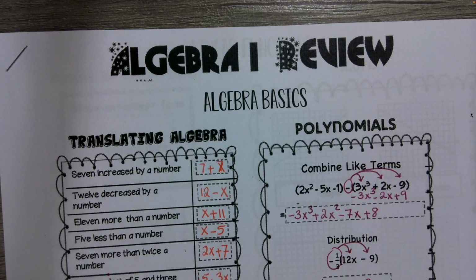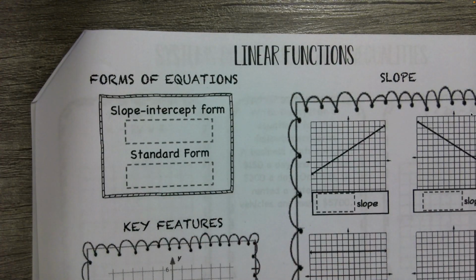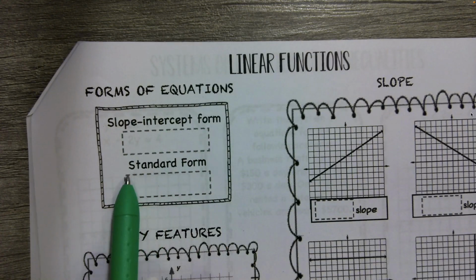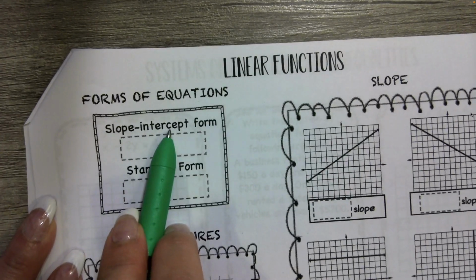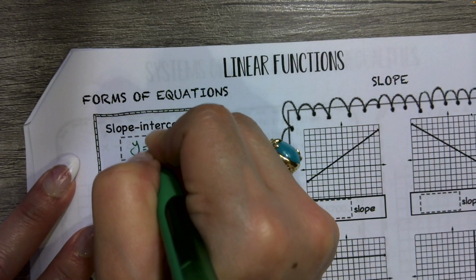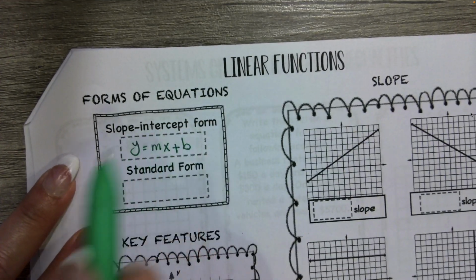Okay, let's move to the next page. Here we're going to talk about forms of equation. We do have two forms that mostly we'll talk about during the stat. So the slope-intercept form and the standard form. Slope-intercept form, as you can read, has slope and y-intercept. So we're just going to write it down like this: y equals mx plus b, where m is your slope and b is your y-intercept.